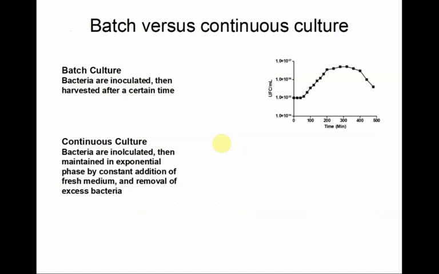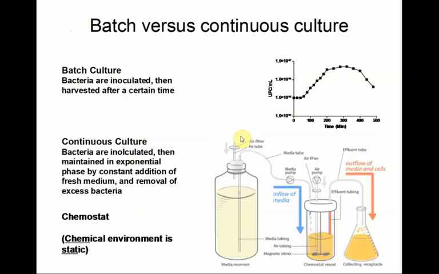So in that case, what you're trying to do is to keep your bacteria growing exponentially all the time. And the way you can do that is to carry on adding extra medium and you take off excess bacteria continuously. So you need to set up some kind of equipment like this, which is called a chemostat, because the chemical environment in which the bacteria are growing is static.